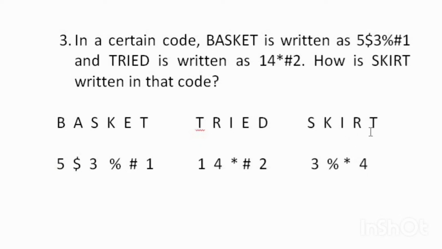Now for the next letter T, in the word tried, we know how to code T, 1. From the word basket also we know how to code T, 1. That is, T is coded as 1 in both the words. So obviously in the word skirt, T can be coded as 1. Like this. So this is the way to code skirt. Answer is 3% star 4 1.